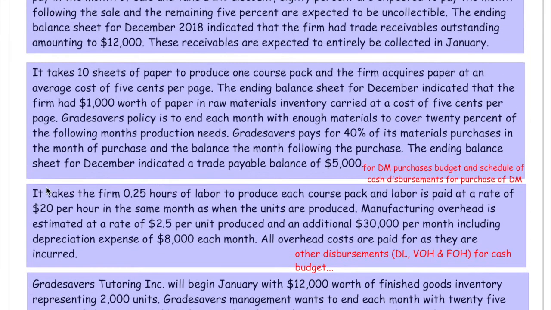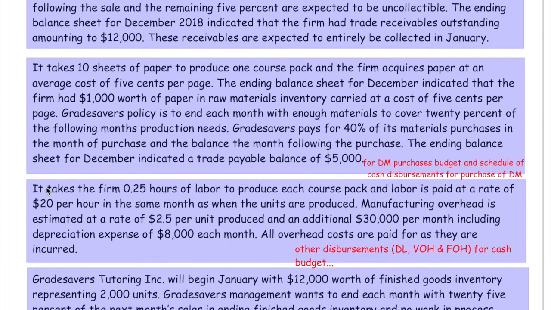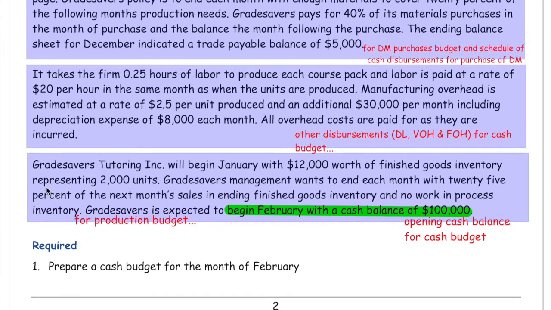So now that we've gone through the example and we've dissected the information as to where it's going to belong, let's start tackling the required. The question is essentially asking us to prepare a cash budget for the month of February, and obviously in order to do that, we're going to have to do all of the steps that are needed for the budgeting process. We can't just make the cash budget right away, simply because we're going to need information from our other budgets in order to prepare the cash budget.